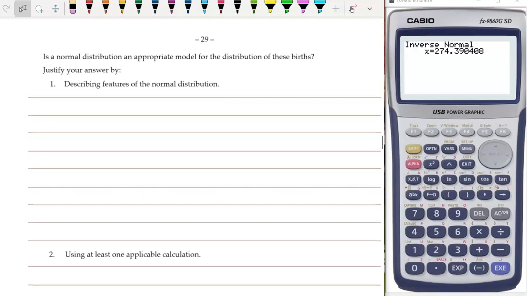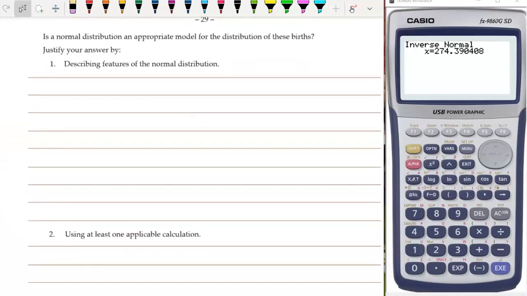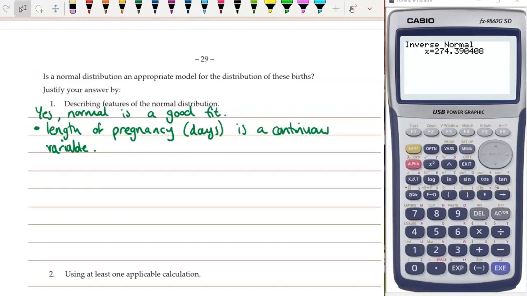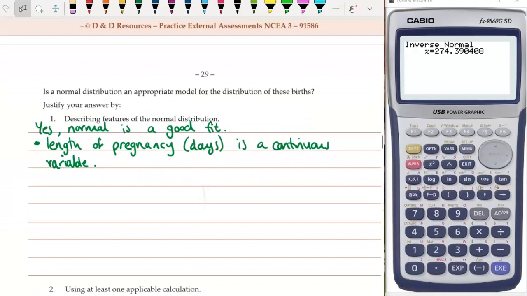So let's describe the features first. We're looking at things like shape, spread, whether it looks like it's going to match the things we expect for a normal distribution. So I would say yes, it does look pretty much like a normal distribution, and we'll put some details of why. So yes, normal is a good fit. The first thing is the length of the birth is a continuous variable. The other thing is the picture of what it looks like is roughly close to bell-shaped and mostly symmetrical.